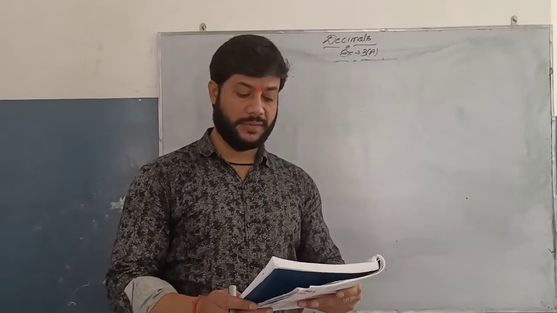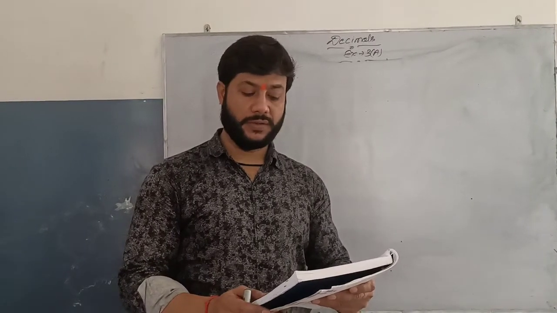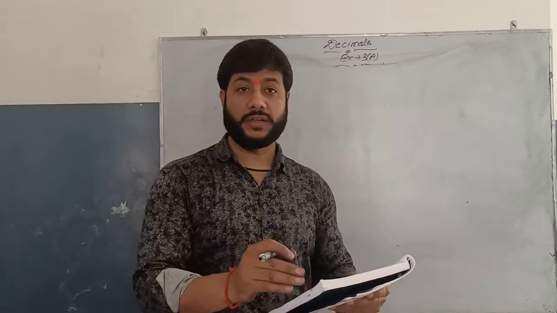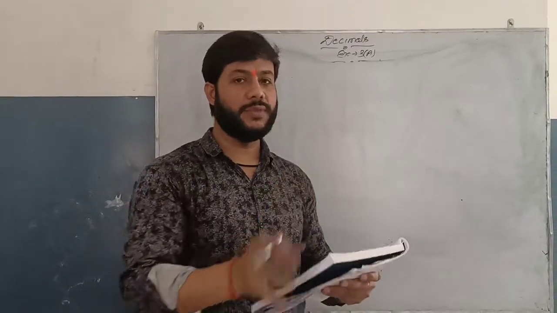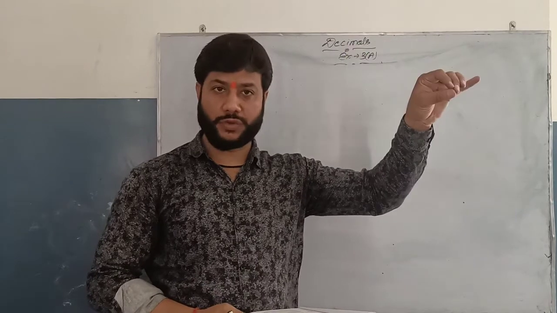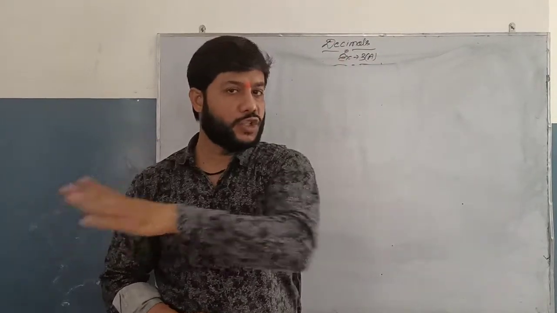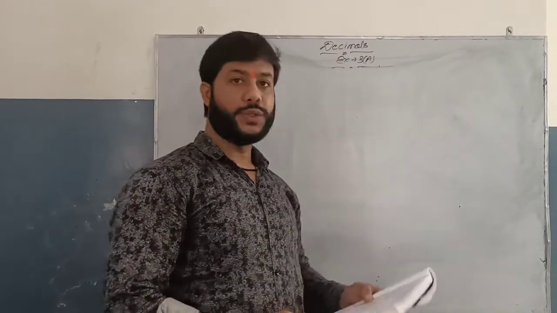Question number 7 is the same. We have to arrange the following decimals into descending order. As we have gone for ascending order, you will go for descending order. The process is the same. You will write first the largest one, then the smaller one, and the smallest one. Now we will go for question number 8.